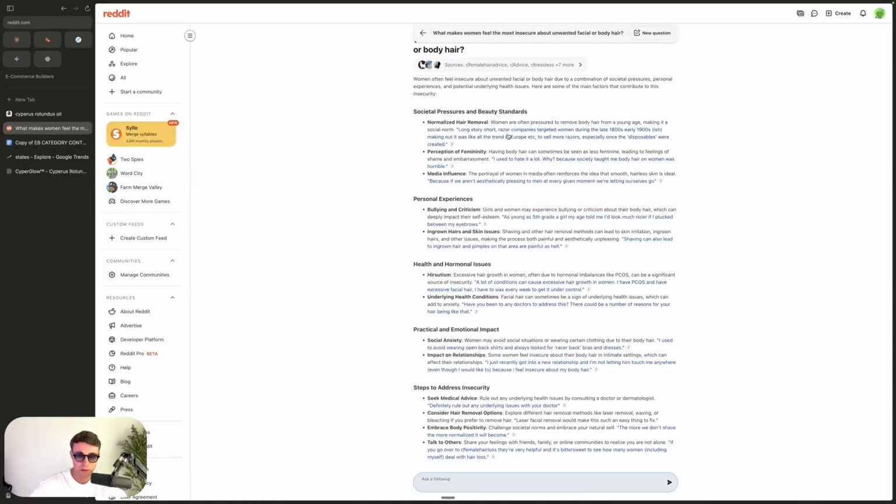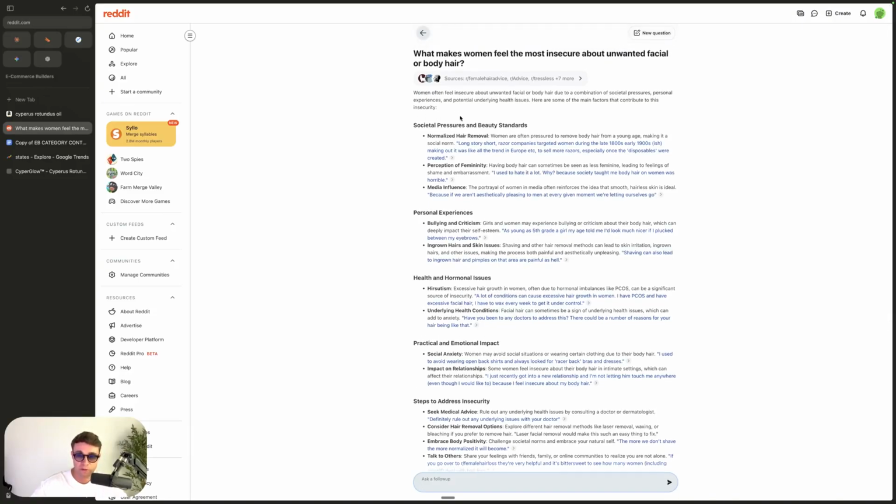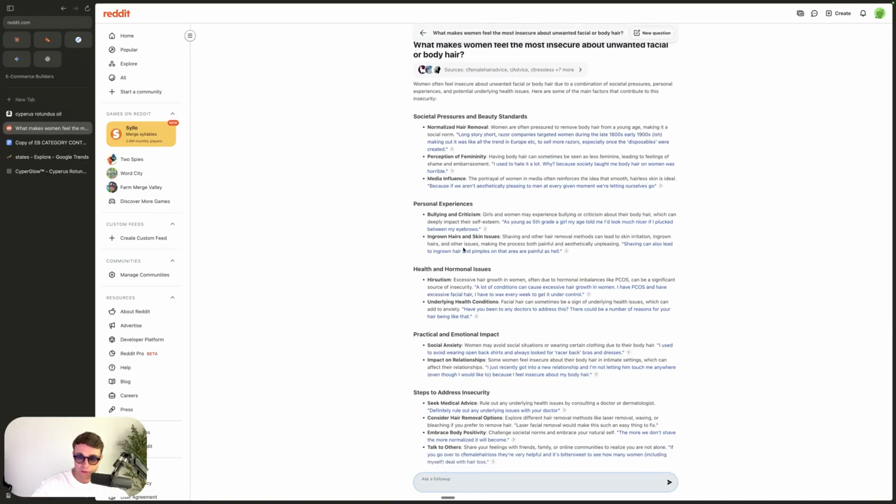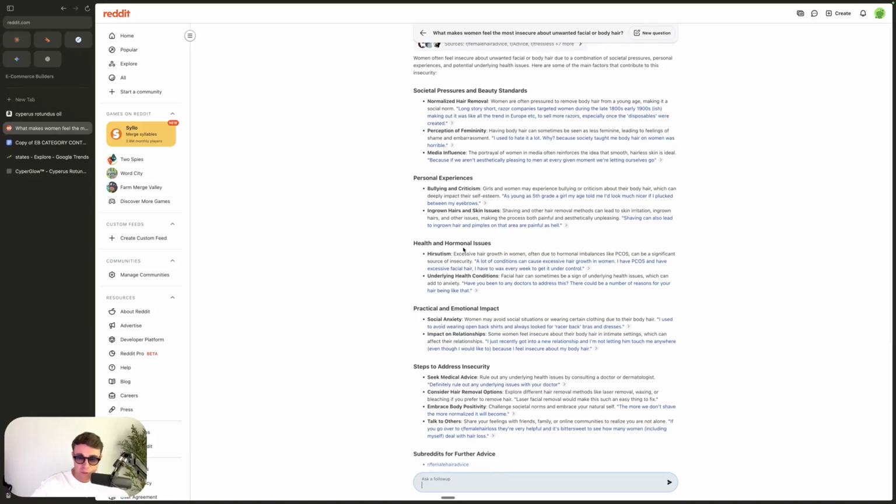And then you can see it'll basically go and scrape all of the subreddits. And actually, these links here, they'll direct you to the subreddit that it's actually scraped the information from. So you can see women often feel insecure about unwanted facial or body hair due to a combination of social pressures, personal experiences, or potential underlying health issues. Here are some main factors that contribute to this insecurity. And then we'll get everything here. So you can see here, let's see, long story short, razor companies target women. Okay, we don't want that. And you just want to scan for anything that you think would be super relevant here.